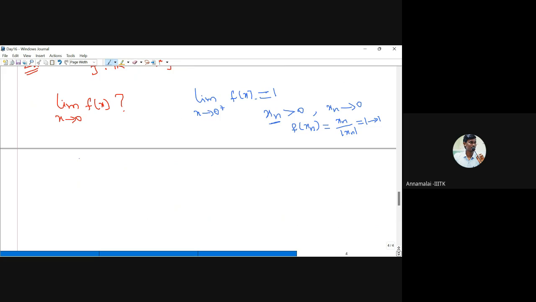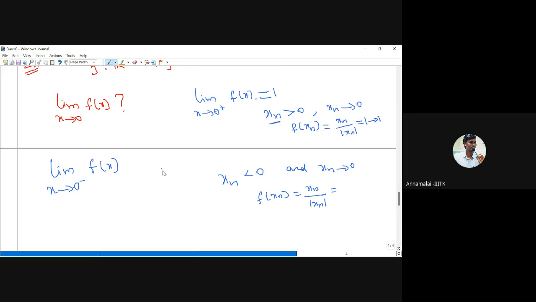Now, what is the left hand limit? So, limit x goes to 0 minus f of x. Does the limit exist or not? If it exists, what is the value? That means if you take any sequence xn which is less than 0 and xn converges to 0, then what is the limit of f of xn? Now, f of xn by the definition is xn by modulus of xn. Okay, but xn's are negative.